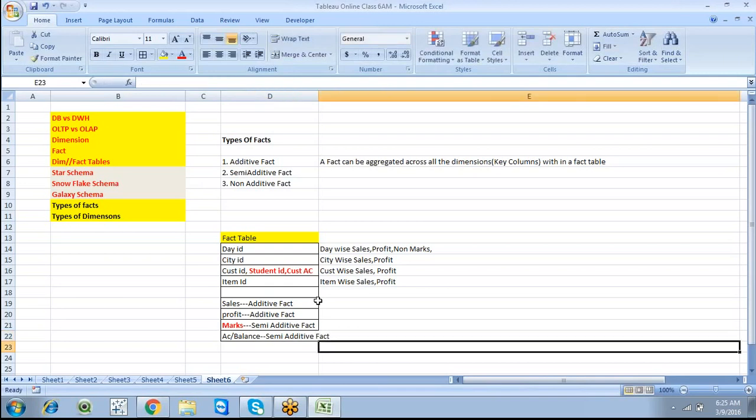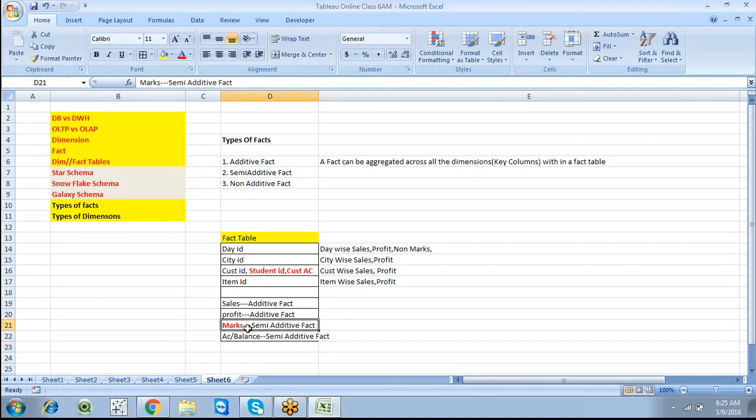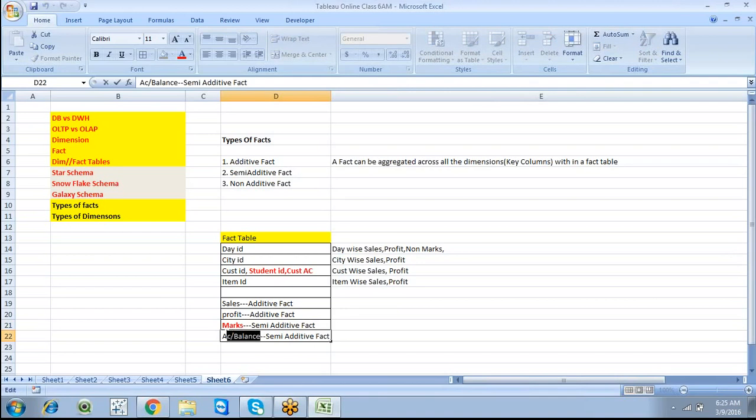Or you can also go with different semi additive facts. I just want to differentiate the semi additive fact because normally you can answer this particular question. So account balance is a semi additive fact, and marks is a semi additive fact. It depends on key columns. And we have another fact, similar to marks and account balance: salary.